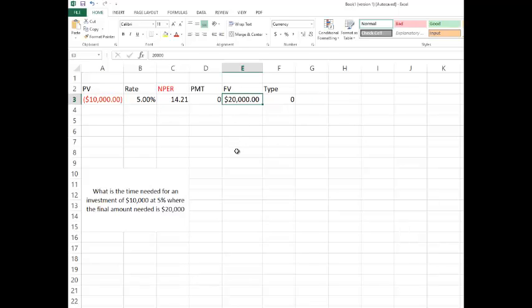Okay, so that should be able to calculate NPER or time in an Excel formula.